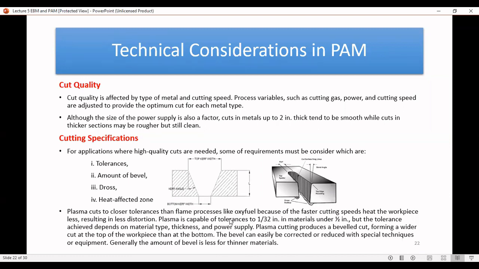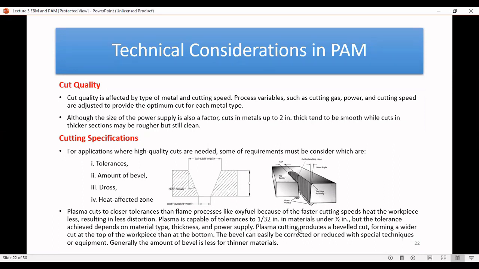Because of the faster cutting speed, it heats the workpiece less, resulting in less distortions. So plasma is capable of tolerance 1/32 inches in materials under half an inch. So if you're talking about tolerance for materials under half an inch of thickness, then the tolerance is 1/32 inches. Right? But this tolerance depends on the type of material, thickness, and power supply.